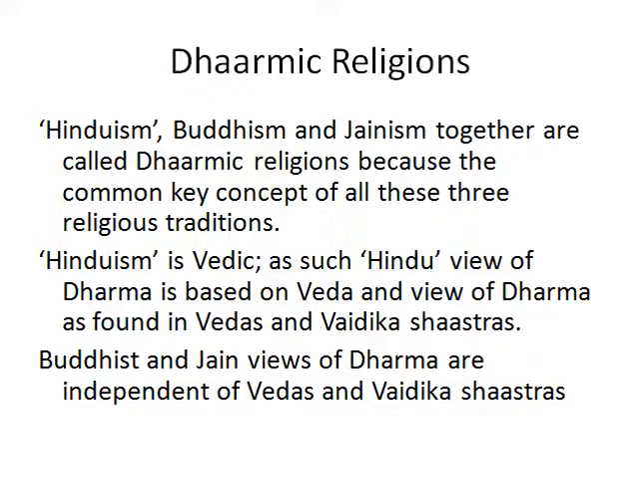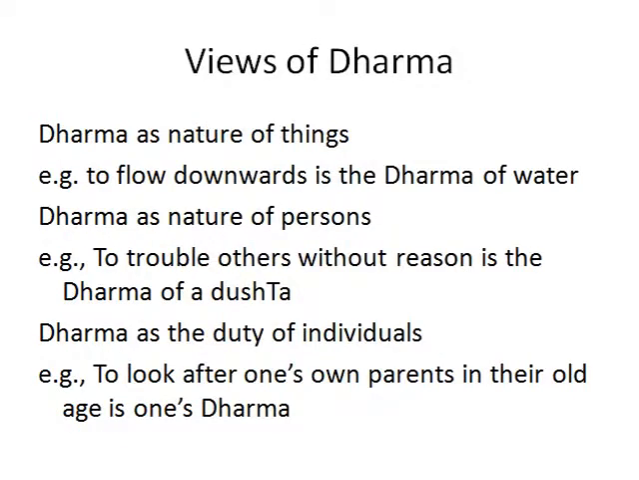As such, the Hindu view of dharma is based on Veda, and a view of dharma is found in Vedas and Vaidika Shastras. That is the dharma followed on the Vedic side. And on the Buddhist and Jain side, the views of dharma are independent of Vedas and Vaidika Shastras. Independent of does not mean that they are opposed to the idea of dharma in Vedas and Vaidika Shastras. Independent of means Buddhism and Jainism consider Vedas and Vaidika Shastras as not necessary to understand the concept of dharma. They have their own way of comprehending dharma. So that is why we use the word independent of Vedas and Vaidika Shastras.